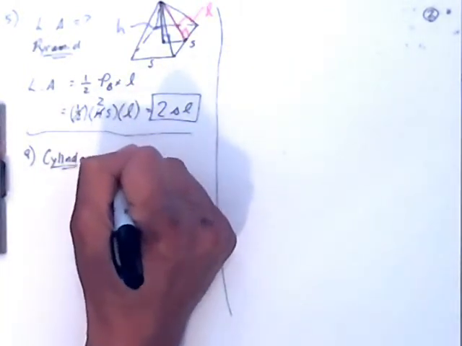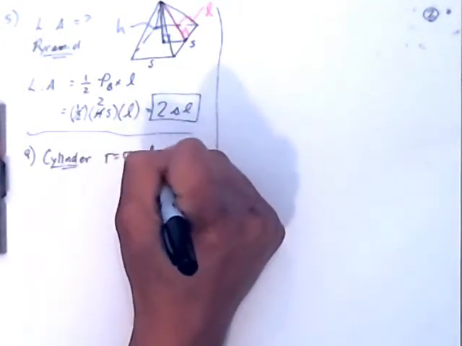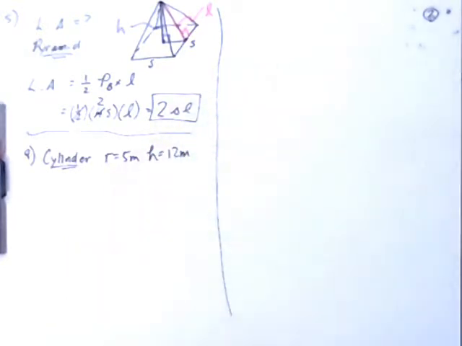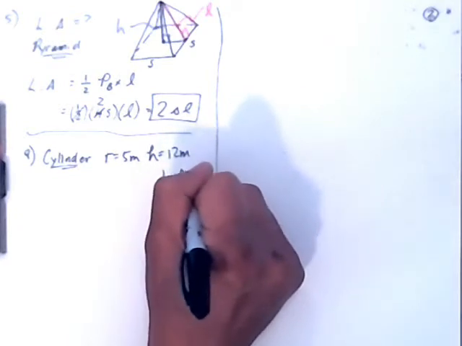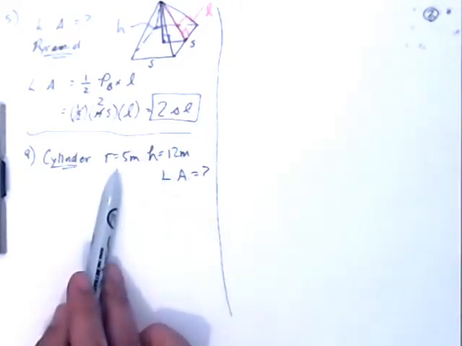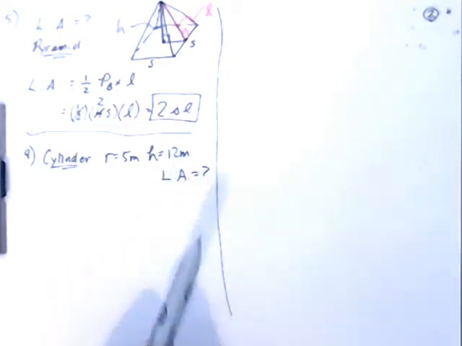And I use different numbers. The radius is equal to 5 in my case. Let's call it meters. And I put the height as 12 meters. What's the lateral area? Again, I'll read the question again. A cylinder with a radius of 5 meters and a height of 12 meters has a lateral area of what?